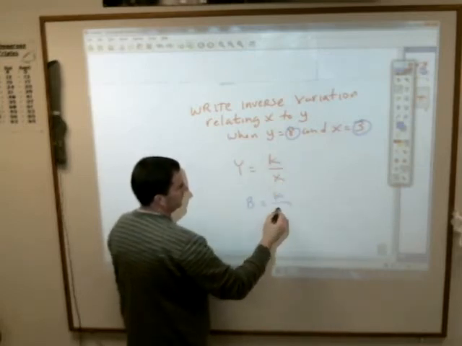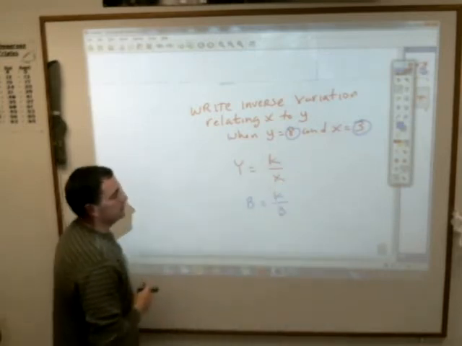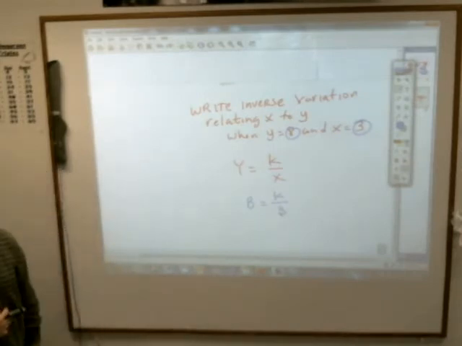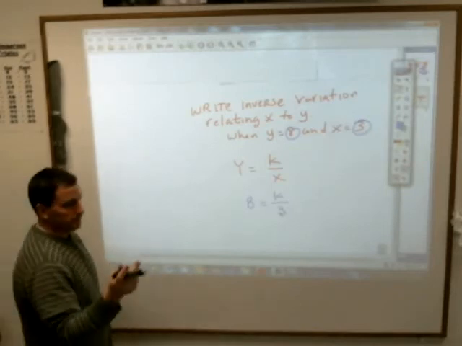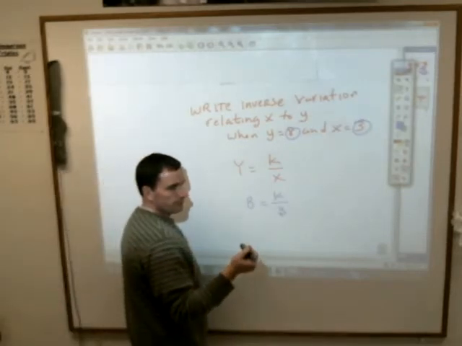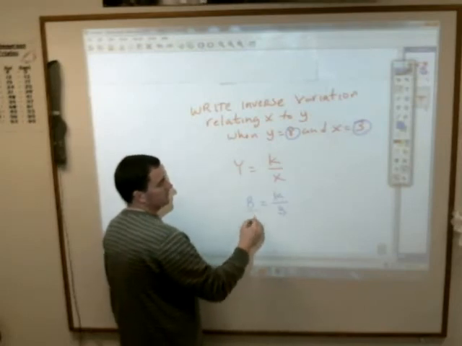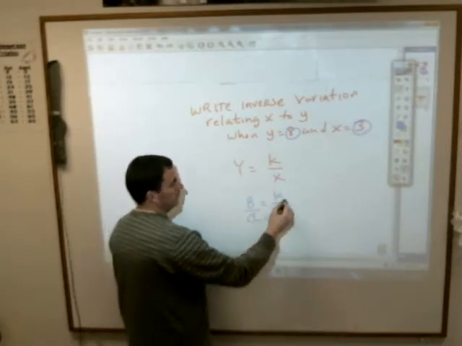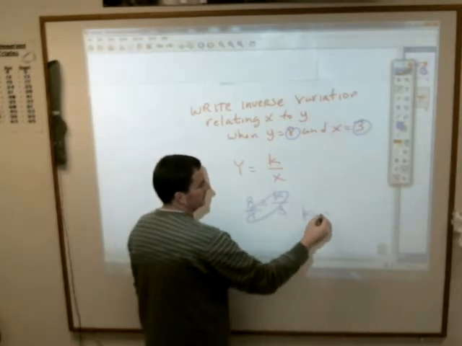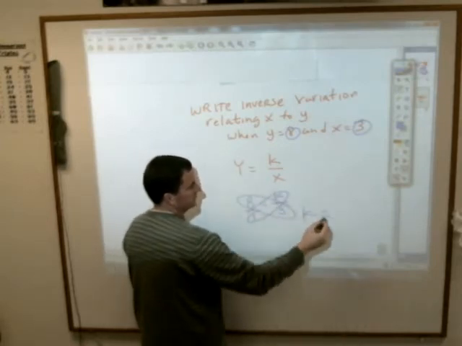This is k over what, 3? How would you solve that for the letter k? Sure, you could pretend that this is a fraction, or you could make it a fraction, and then it's just cross multiplication. 1 times k equals 8 times 3.